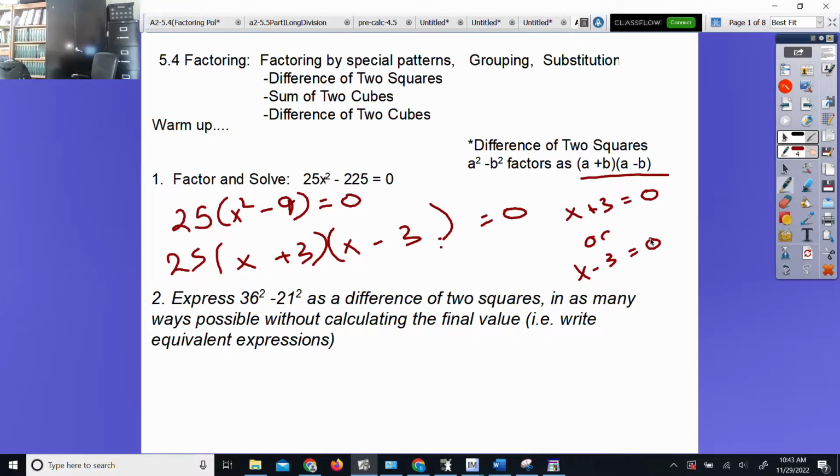If x plus 3 is 0, what's the x value? Negative 3. And if x minus 3 is 0, what's the x value? 3.